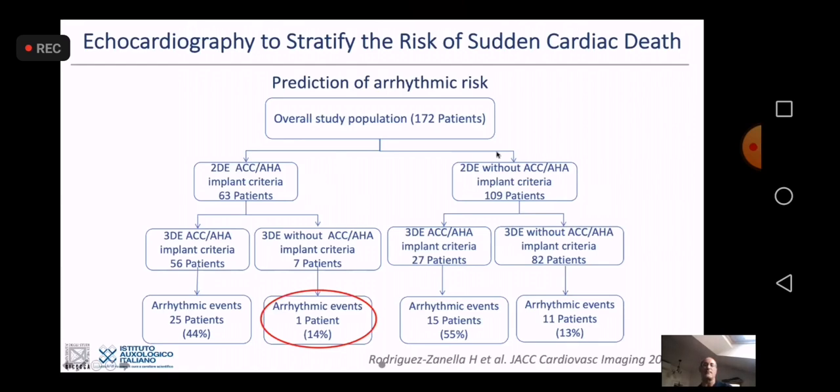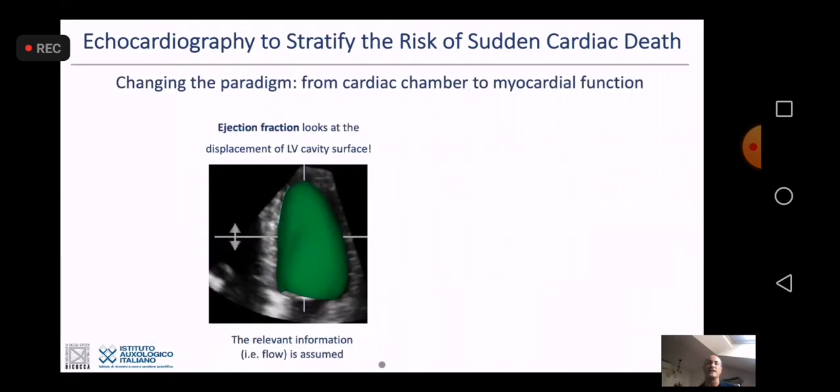The big important part of the graph is the right one, the 109 patients that would have been excluded from the ICD implantation using the two-dimensional EF criteria. Almost 1 out of 4 of them using 3D would have received an ICD, and you see that more than half of them would have experienced a major arrhythmic event that could have been prevented by the ICD. So with the 3D echo, we can include in the prevention of ICD even patients that normally are excluded.